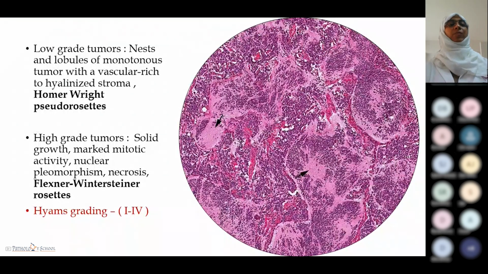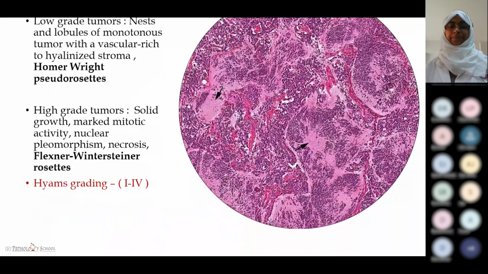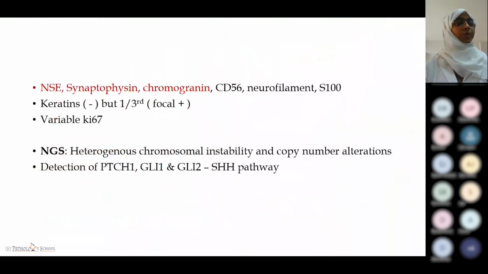Low grade will have more nests and lobules of these blue cells with Homer Wright type rosettes, but the high grade would have a solid growth pattern with Flexner type rosettes. There is something called Hyams grading, which grades these tumors from 1 to 4, depending on the architecture, mitotic activity, nuclear pleomorphism, and fibrillary matrix and rosettes. They show positivity for NSE, synaptophysin, and chromogranin.